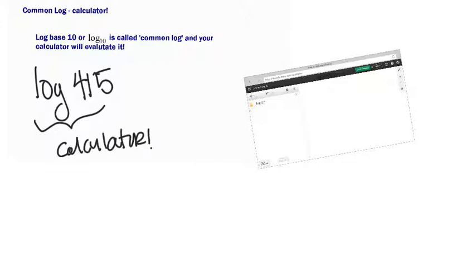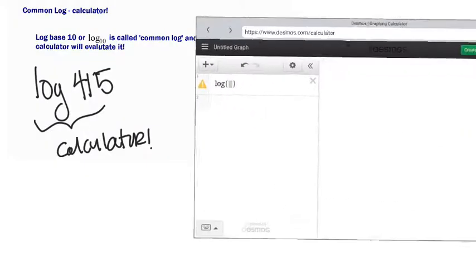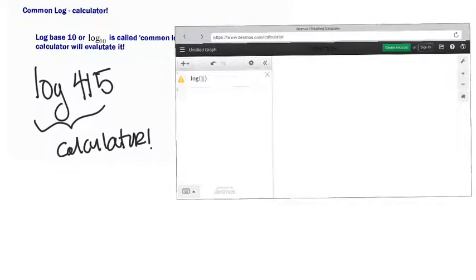Even if you have the little tiny TI-30 calculators, your calculator can do this. So I have up Desmos here, and I chose log from the miscellaneous menu. And if I just type in log 415, it gives me an answer. It's just a number. Log of 415 is 2.618. So using a calculator to do this is pretty easy. The hard part is just remembering that log with no base on it is really log base 10.